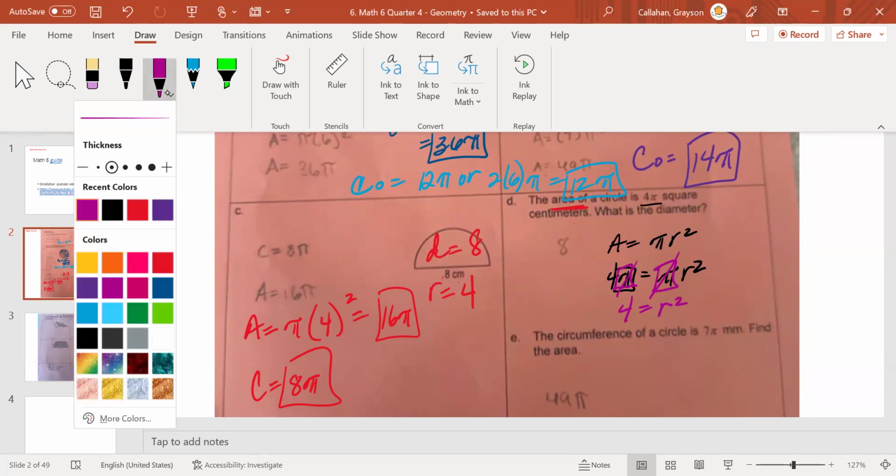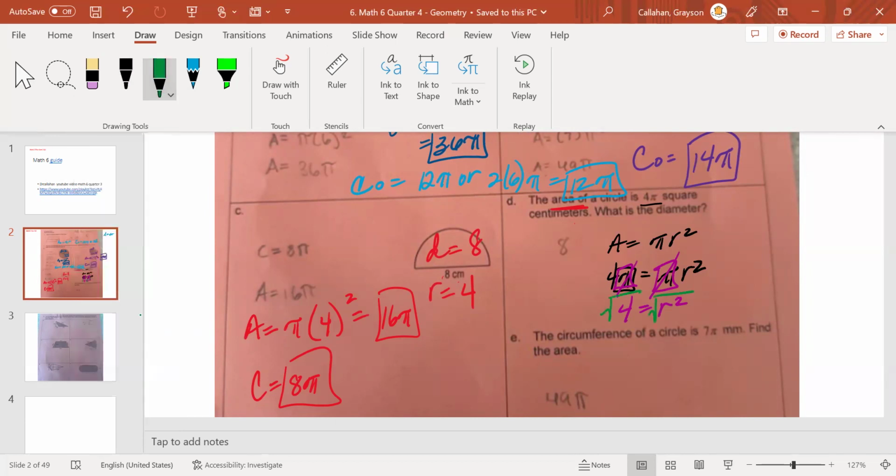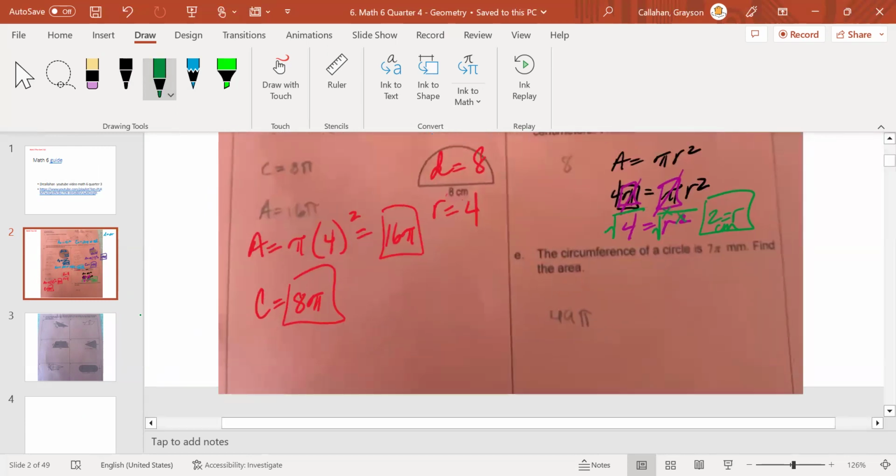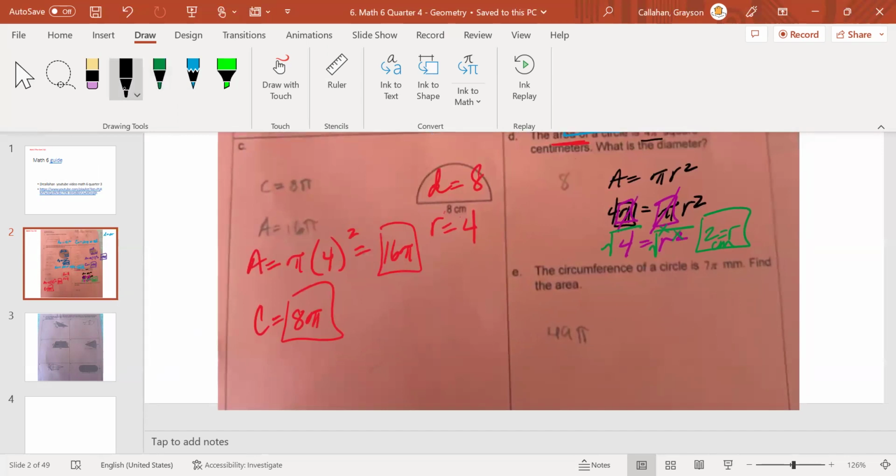How do you get rid of a square? Square root it. Do you remember that? Square and square root cancel. What's the square root of 4? 2. That's your answer. 2 what? 2 centimeters. The circumference of a circle is 7 pi. Is that what it is?